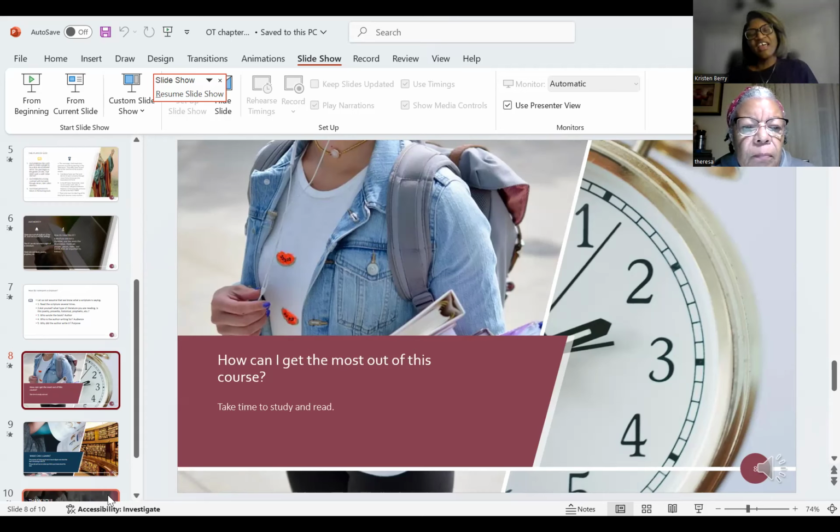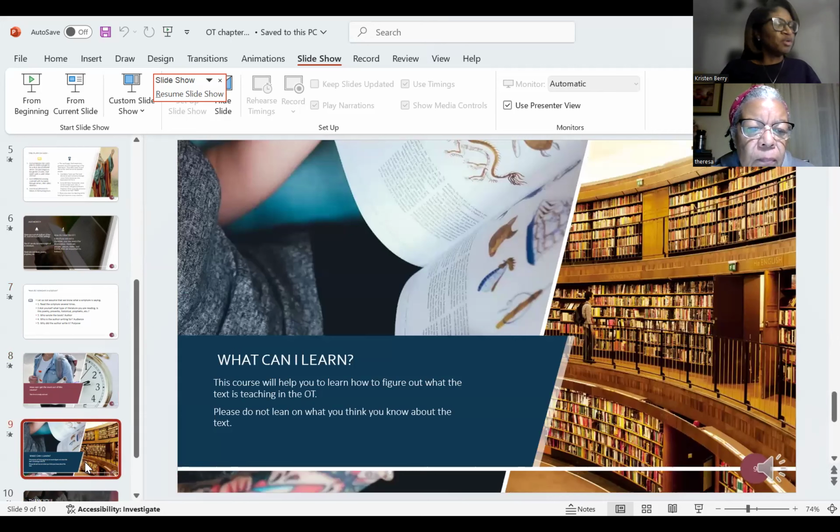All right. Here's a question a lot of students ask: what can I do? How can I get the most out of this course? This is a really good book. Just take your time and read, highlight, take notes. That really helps you to get the most out of it. I love this book, and the author did a really good job of researching.